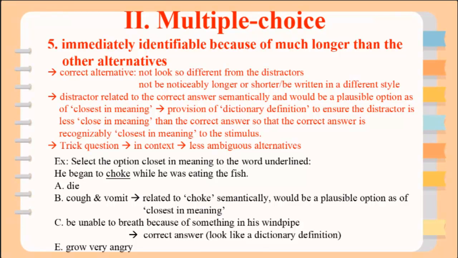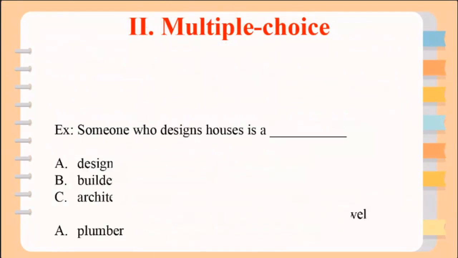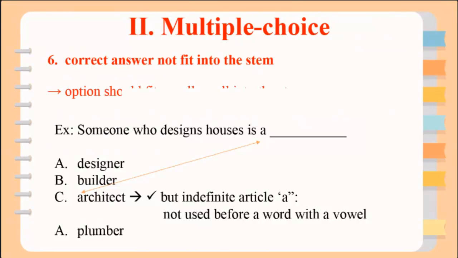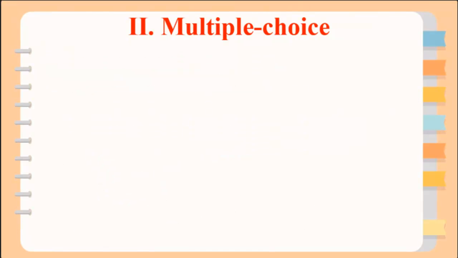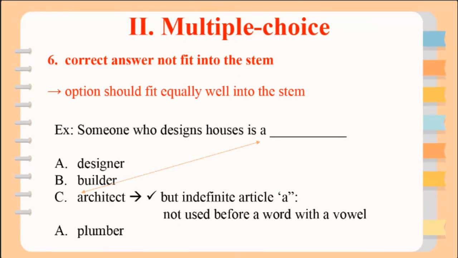Okay. The problem here is this. And next, here you see in the answer, article. The article is in the incorrect part. Sure, it cannot be architect, right?